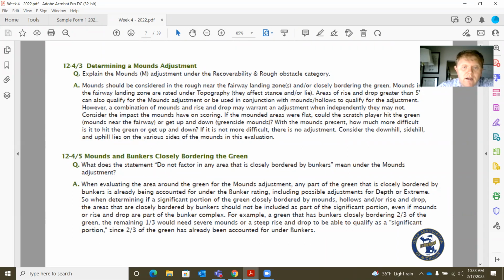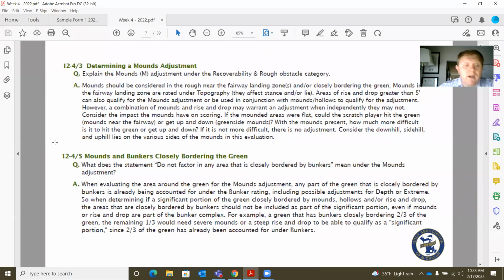And then the last thing here is just consider the impact that the mounds have on scoring. If the mounded areas were flat, could the scratch player hit the green from mounds near the fairway, or get up and down from greenside mounds? With the mounds present, how much more difficult is it to hit the green or get up and down? Is it not more difficult? Then there's no adjustment. Consider the downhill, side hill, and uphill lies of various sides of the mounds in this evaluation.